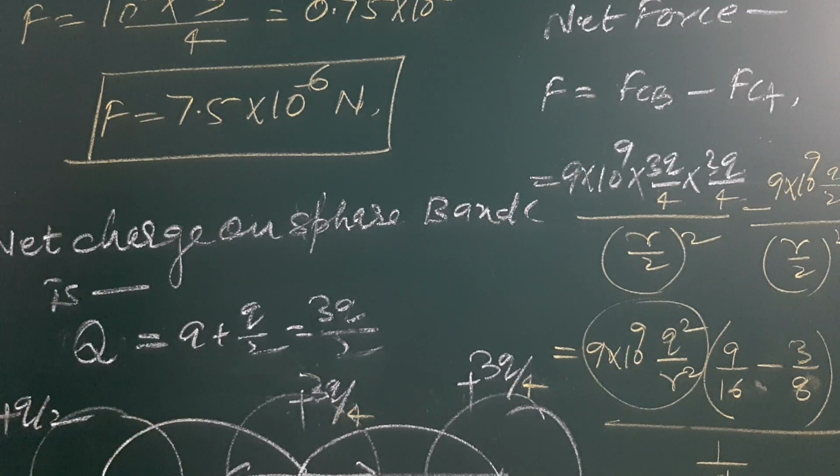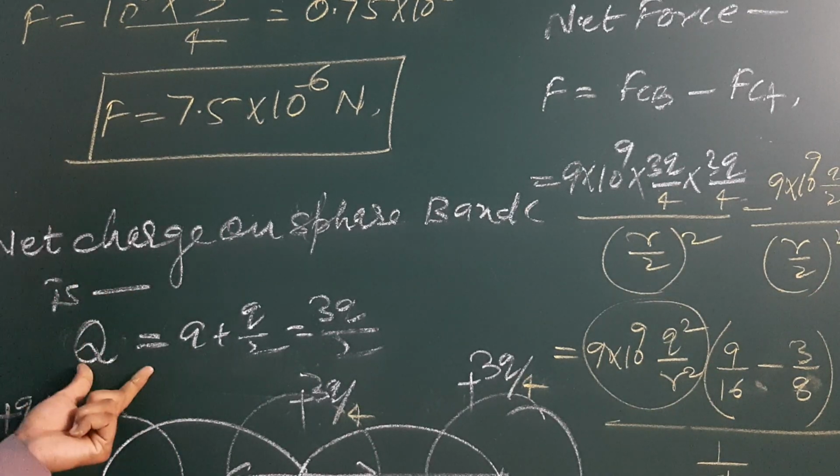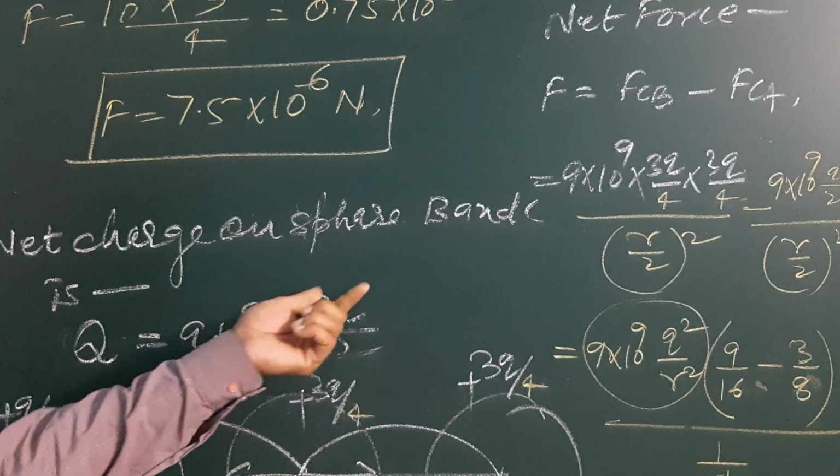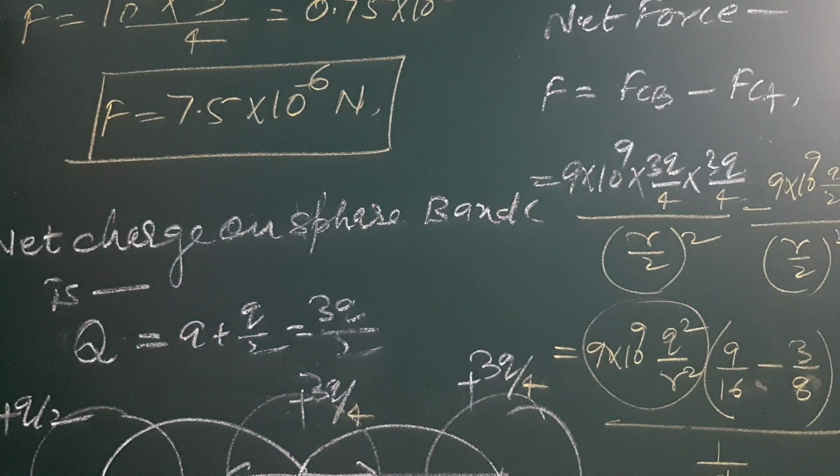Sorry for that. We have calculated. When we divide into two parts, what is the half of 3q by 2? 3q by 4. Okay.